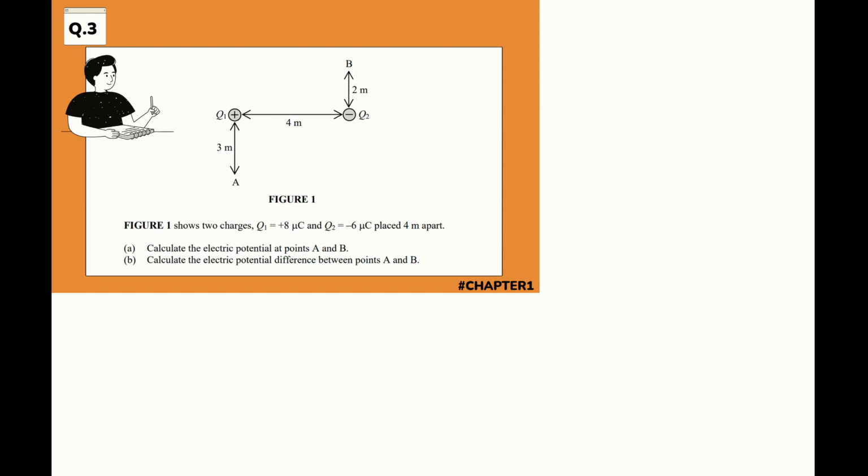The third question for chapter 1, electrostatics. This time the question is about electric potential. The symbol is V, and also electric potential difference, and the symbol is delta V. We have the same figure as in the previous question, question number 2.